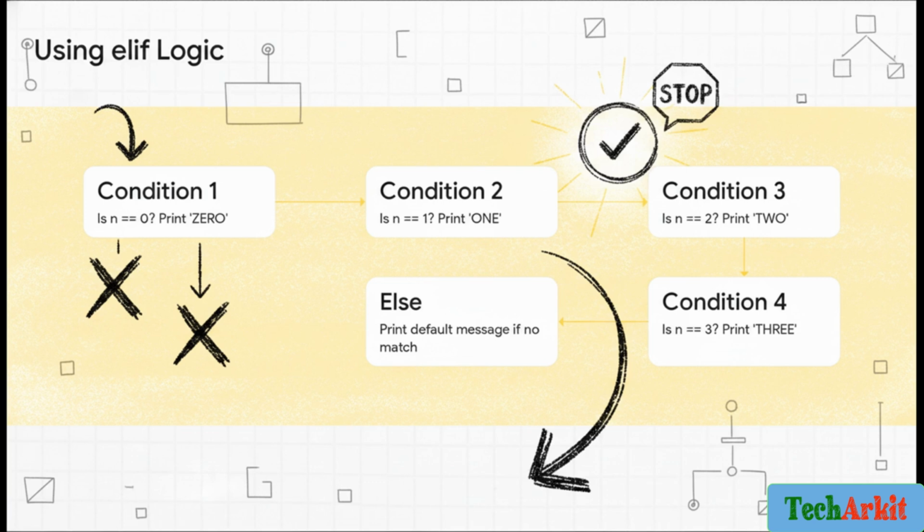And here is the crucial part. The exact moment Python finds a condition that is true, it prints 2. And then it completely stops looking. It just skips all the rest of the steps entirely.